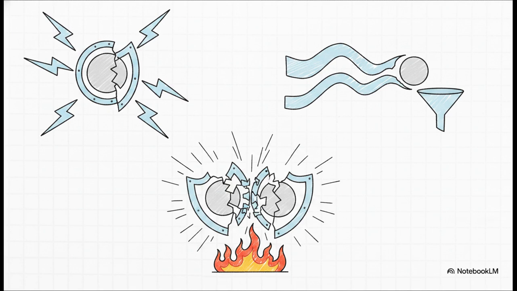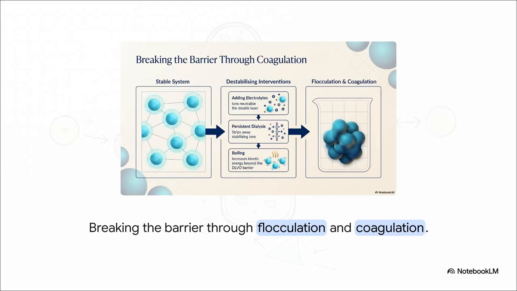Or, honestly, we can just boil the whole thing. Adding pure heat increases the kinetic energy of the particles so much that they smash right through the repulsive barrier through sheer brute force. And when that barrier breaks down, the stable system is totally doomed.